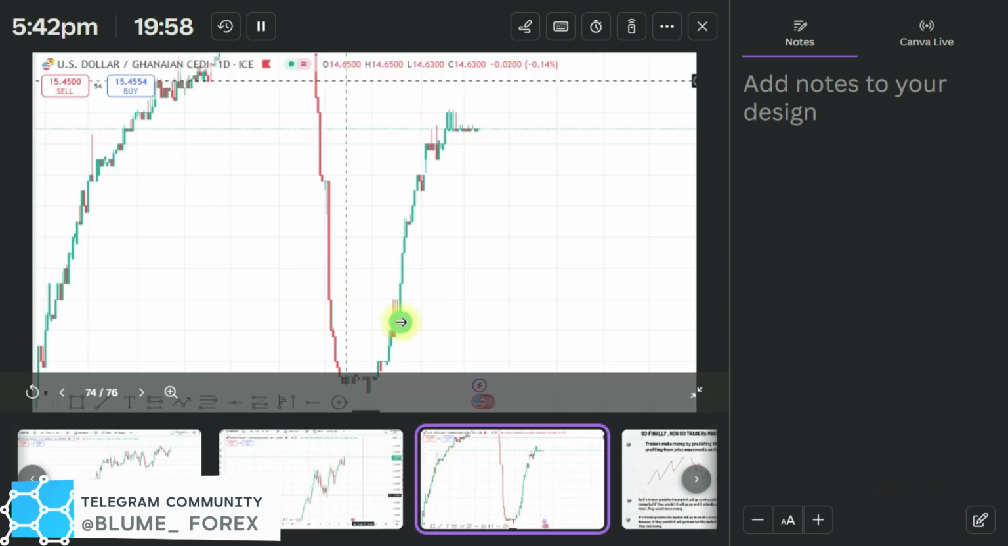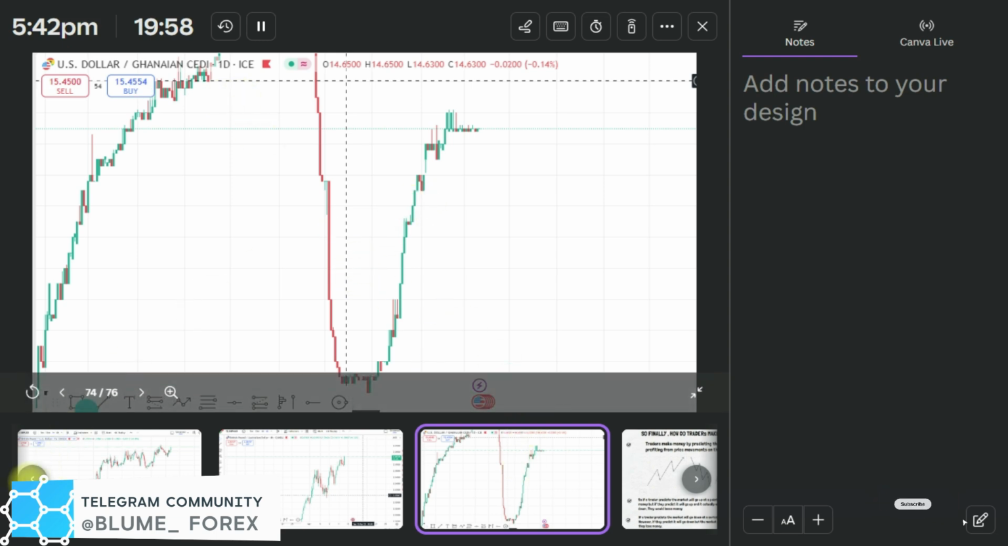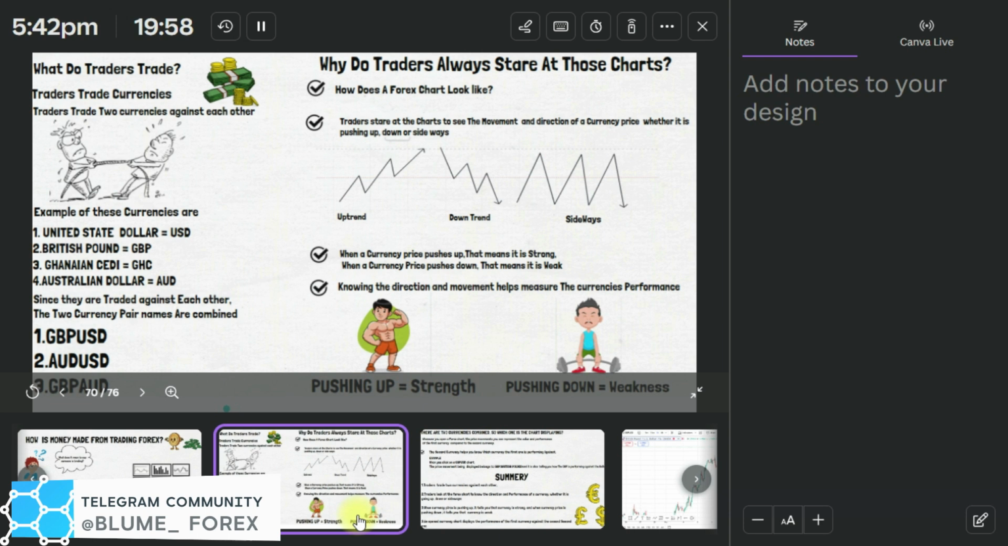we are saying when a currency is pushing up, that means it's strong. So how do we know which currency is pushing up or which currency is this? Because the currency is representing two, right? It's representing two currencies. The pair is two currencies, right? So this chart, what is it? Which currency is it actually representing out of the two? We are going to get there.